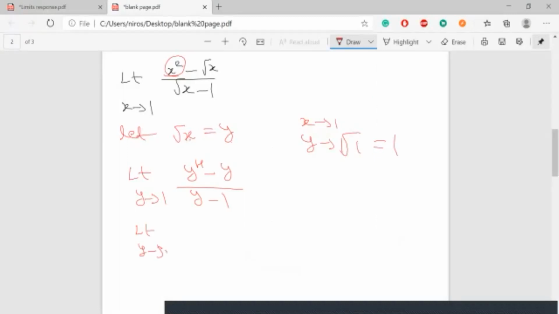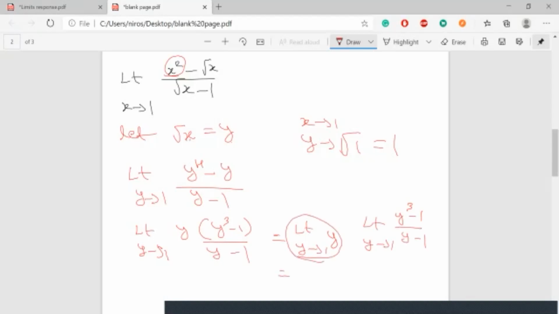Limit y tends to 1, just take y common: y into y cube minus 1 by y minus 1. Then we apply the limit separately, using the formula. Limit y tends to 1 of y, into limit y tends to 1 of y cube minus 1 by y minus 1. This will be 1 itself, because if you substitute 1, it will be 1.